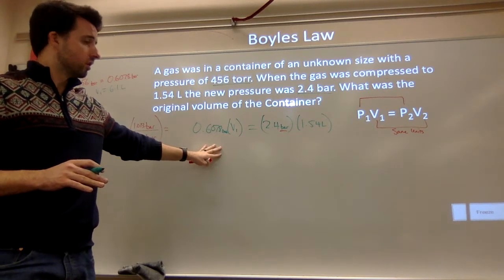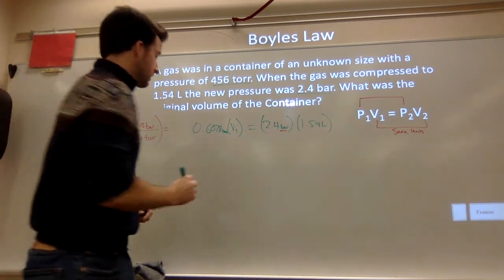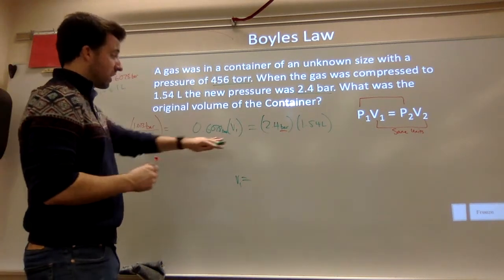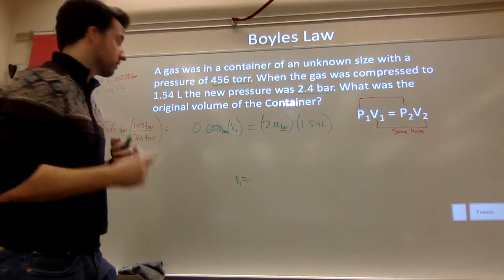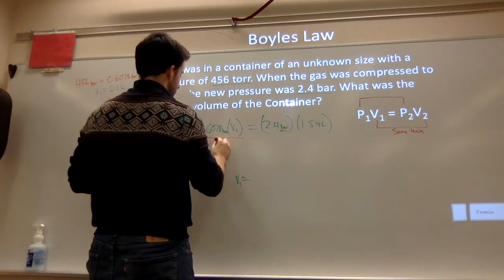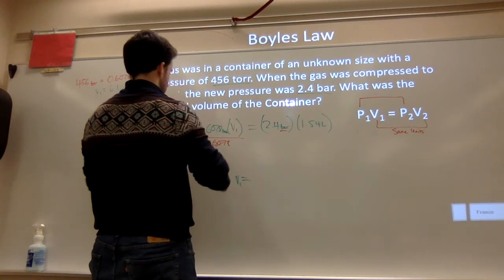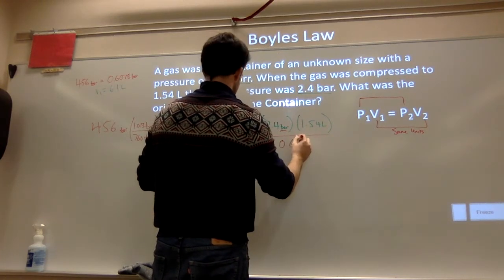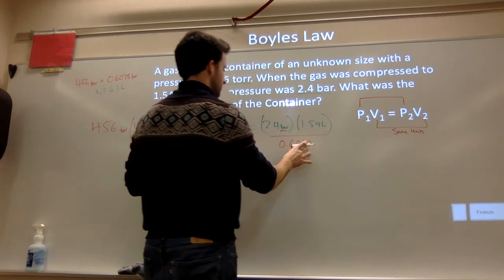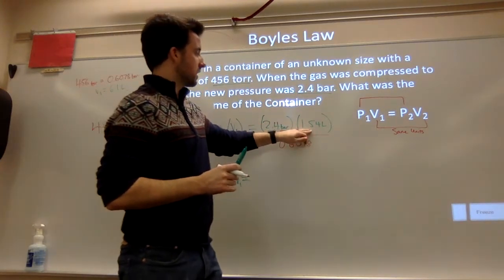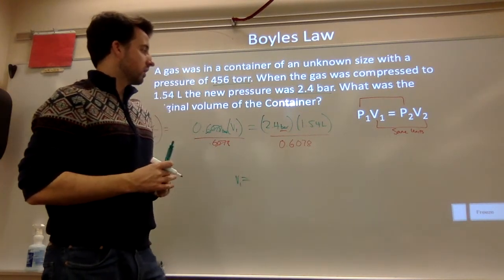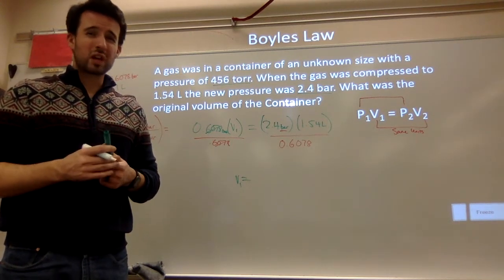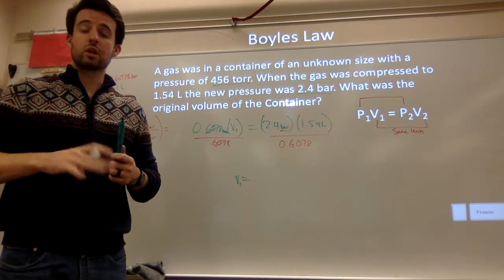Let's solve this problem here. In order to solve this problem, V1 has to be by itself. So to isolate V1, I'm going to divide by whatever numbers are on V1's side, just to get rid of them. So I'm dividing by 0.6078. That's going to cross those out. And then what I'm plugging into my calculator is 2.4 times 1.54 divided by 0.6078. When you do that, you get a number. Hopefully you got it already. If not, just pause the video one last time and try it out.